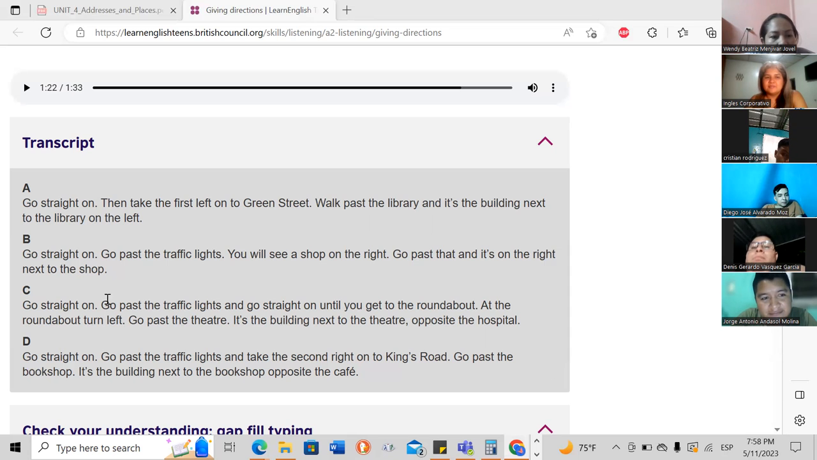Okay, Wendy, please read letter C. Go straight on, go past the traffic lights, and go straight on until you get to the roundabout, turn left, go past the theater, is the building next to the theater opposite the hospital. Building. Until roundabout, that is the redondel.